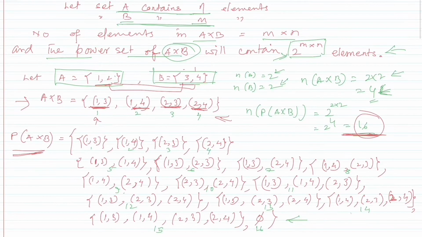Okay, now let me tell you about relation. So what is a relation? A relation is nothing but, you see, a set of ordered pairs. Okay, a relation is a set of ordered pairs. Let me explain.